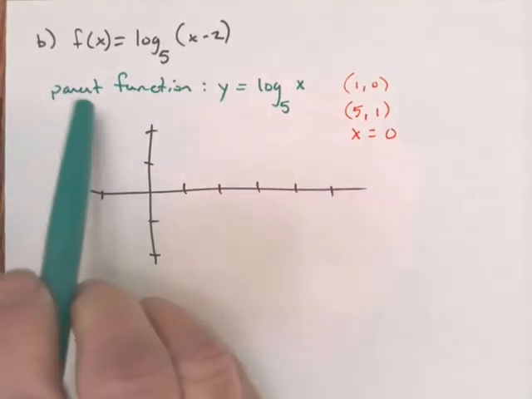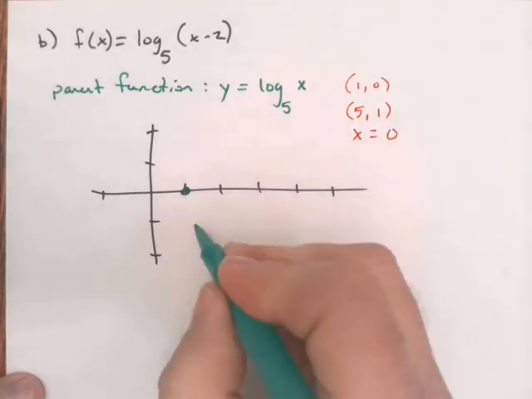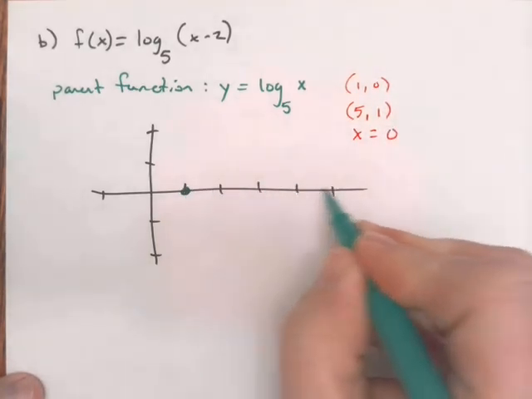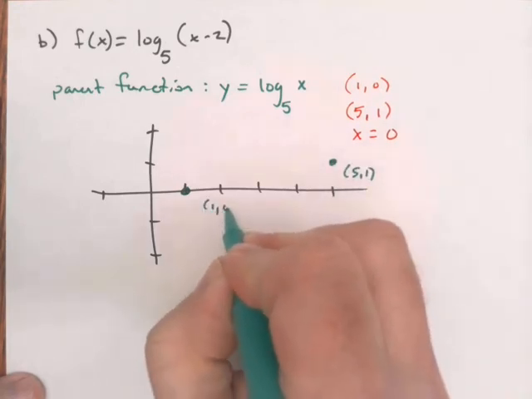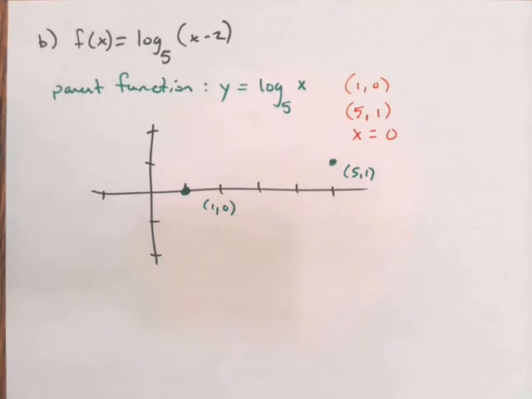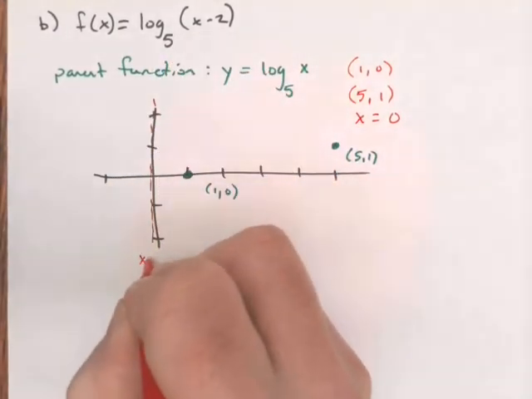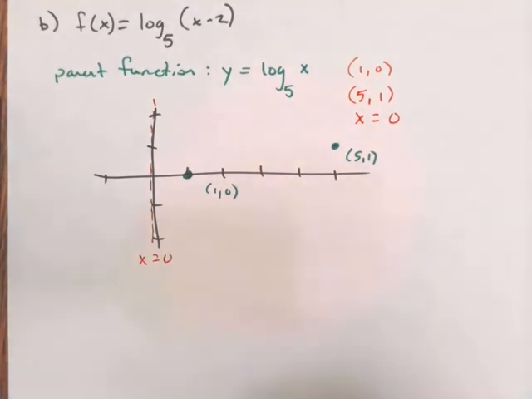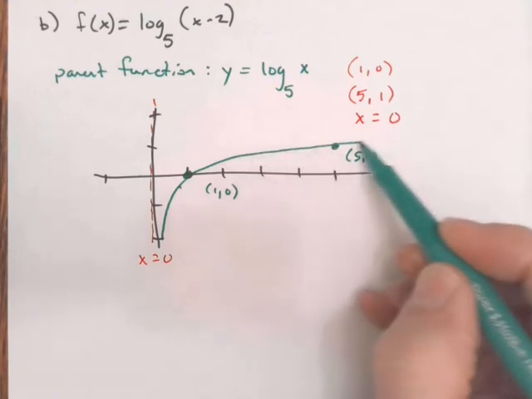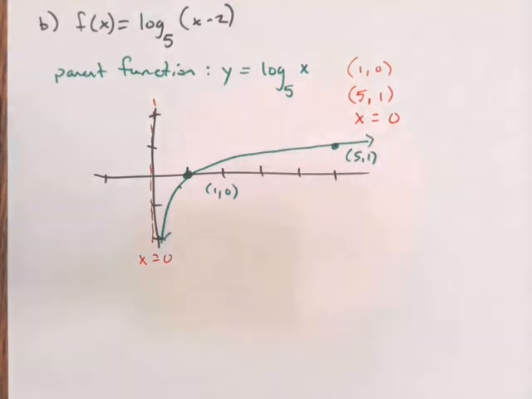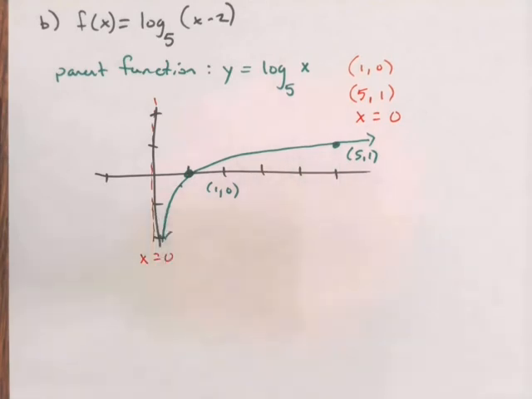So coming up with the graph of our parent function, 1, 0, 5, 1, vertical asymptote right on our y-axis, and then our shape for our log graph. So there's the parent function equation and its graph.